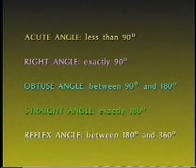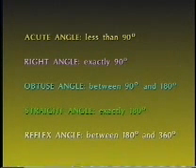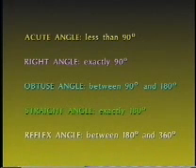As shown, angles are classified as acute, less than 90 degrees; right, exactly 90 degrees; obtuse, between 90 and 180 degrees; straight, exactly 180 degrees; reflex, between 180 and 360 degrees.